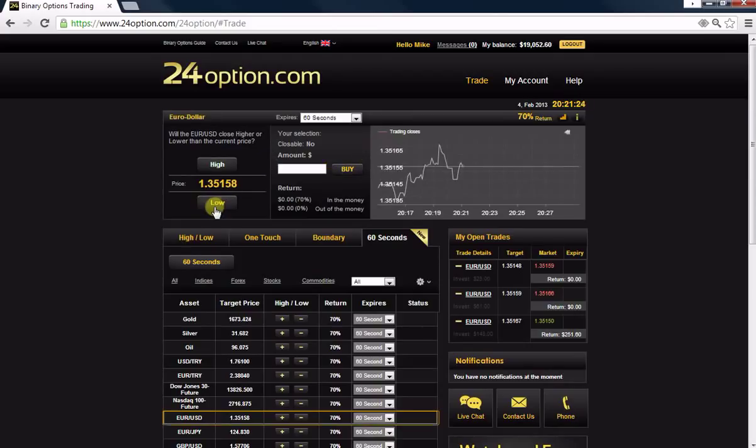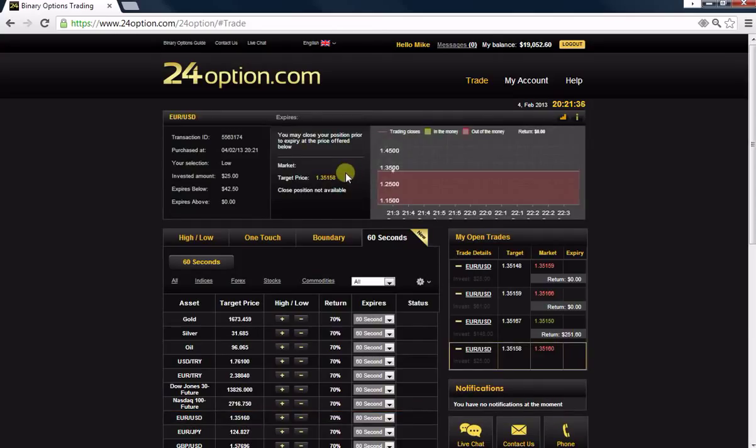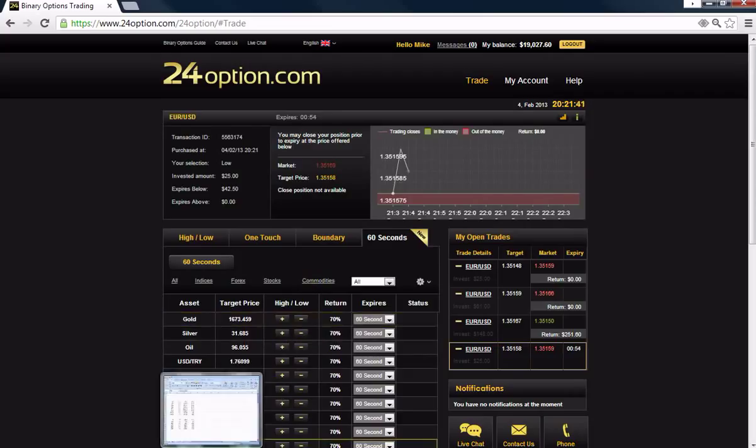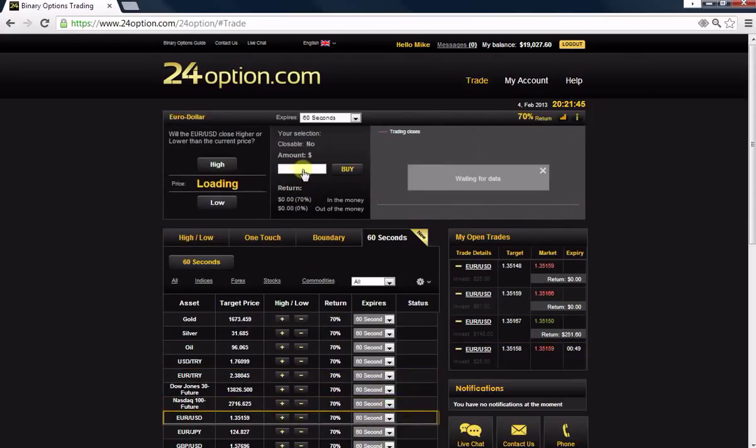Now we're going to go again, Euro US dollar. We're going with a put, pardon me, and we're again starting at $25, and we're going to purchase this. Again, we're going to get the next trade ready. Don't forget that you actually have to click this in order to prepare the next trade.